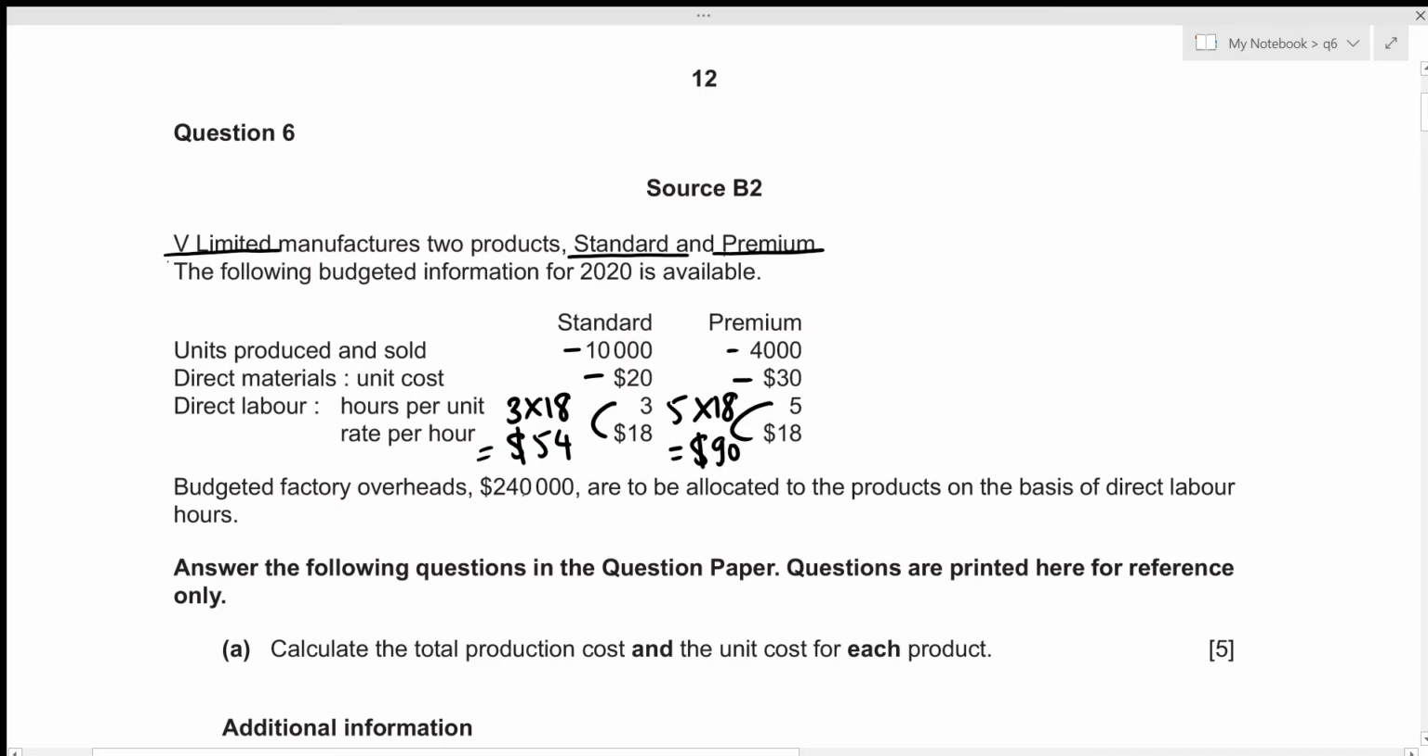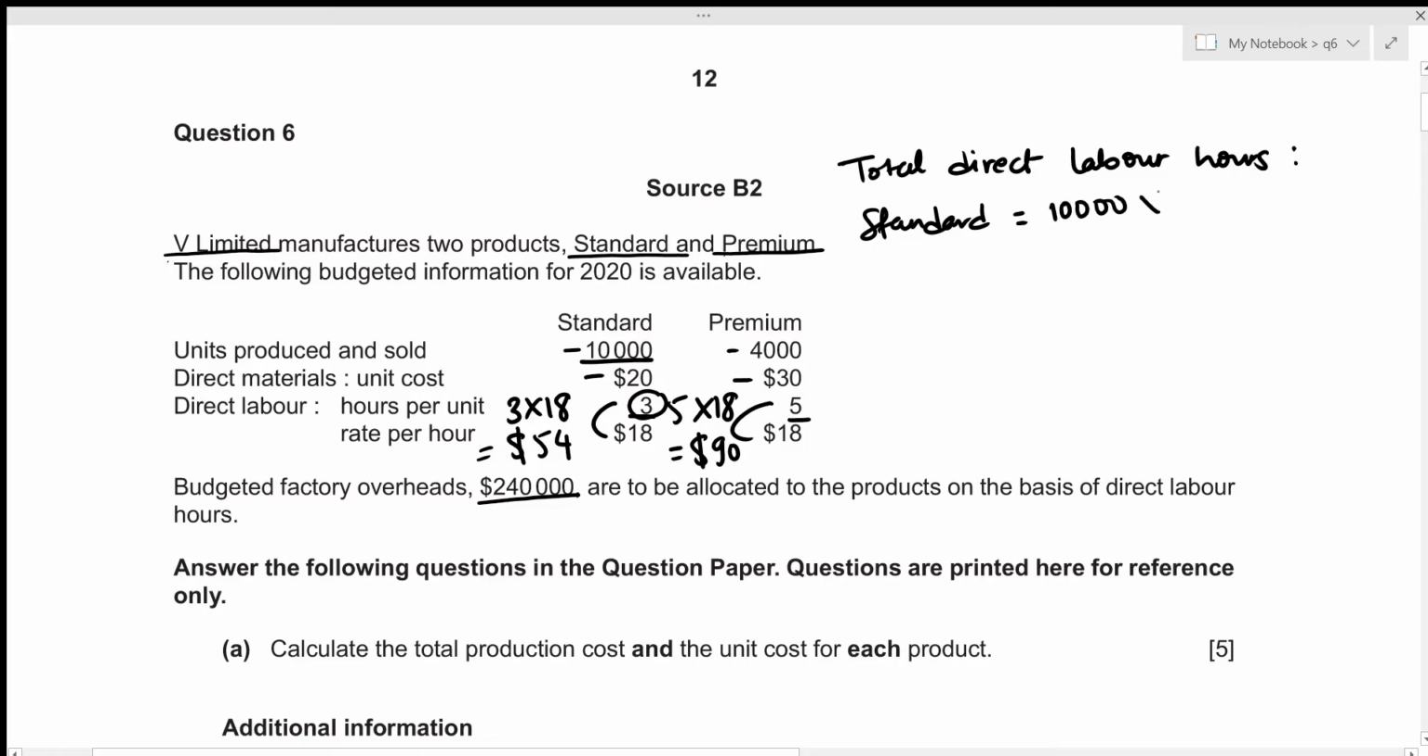Alright, then the budgeted factory overheads, 240,000, are to be allocated to the products on the basis of direct labor hours. Okay, so let's figure out the total direct labor hours for standard. We know that the hours per unit is 3 and the total units produced is 10,000. So we can just multiply these two together in order to figure out our total direct labor hours. That's going to be 10,000 times 3, which results in 30,000 direct labor hours for standard.